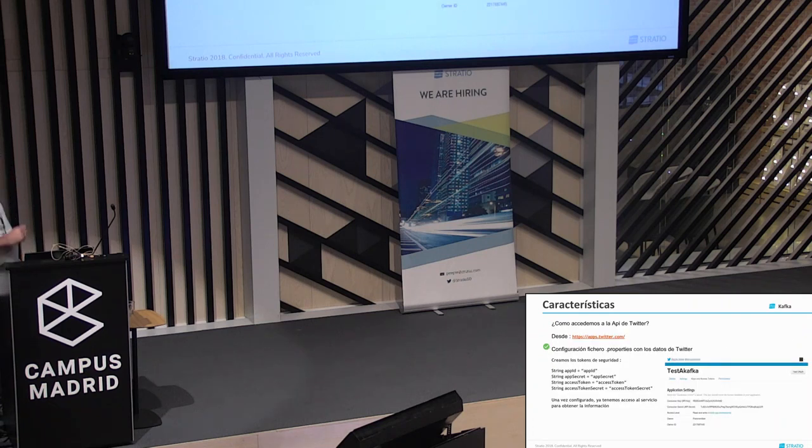¿Cómo funciona la API de Twitter? Es muy sencillo. En la página apps.twitter.com te registras y te creas una aplicación y simplemente te da una serie de tokens, que esos tokens son los que luego tienes que utilizar tú en tu aplicación para hacer la llamada a la API de Twitter.